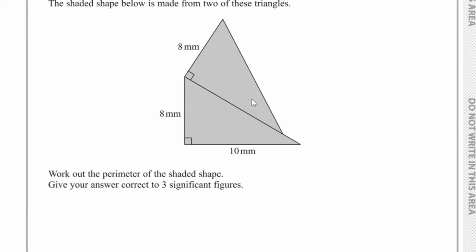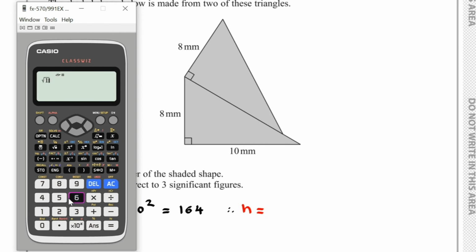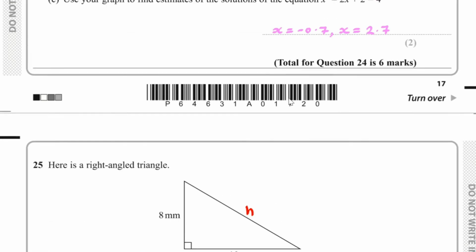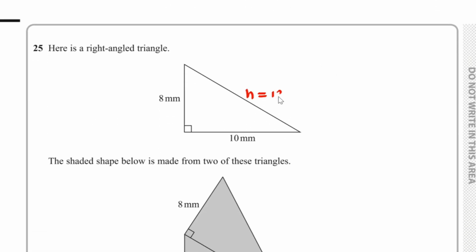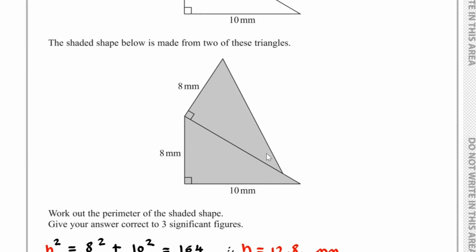Using Pythagoras, we know that h squared is equal to 8 squared plus 10 squared, which is 164, and so therefore the value of h is equal to the positive square root of 164, which is 12.8 etc. millimeters. So we have over here 12.8 etc. millimeters for the hypotenuse.